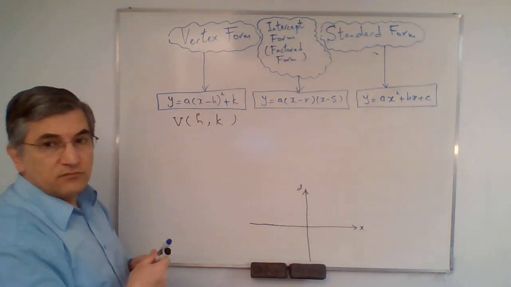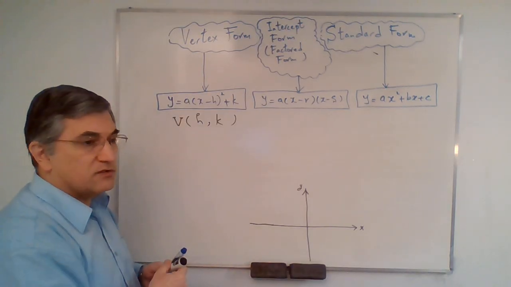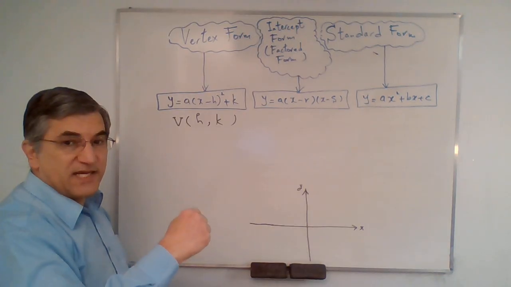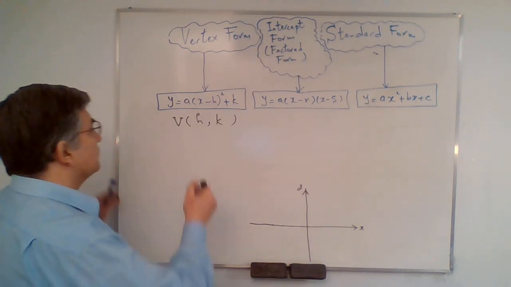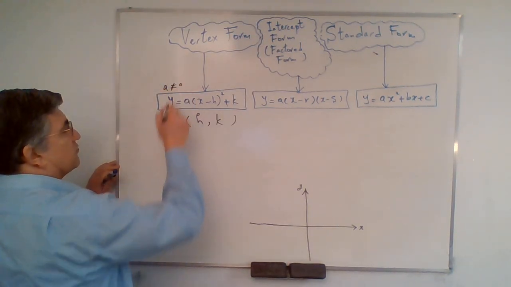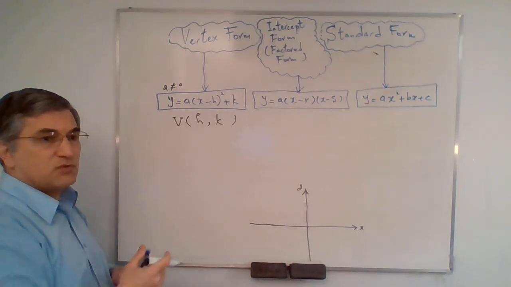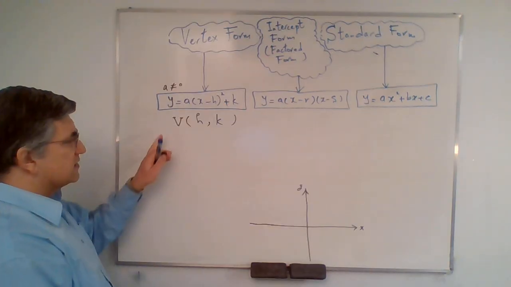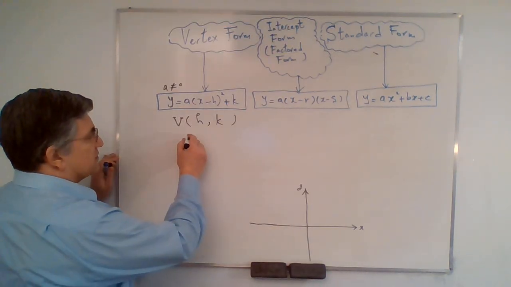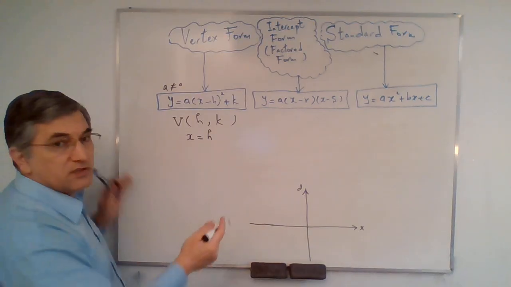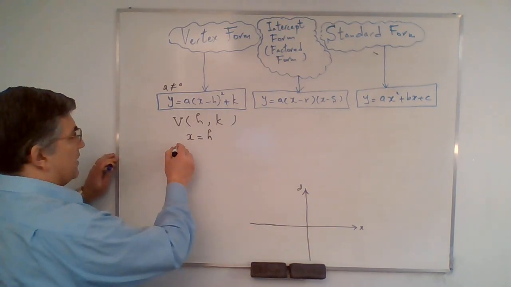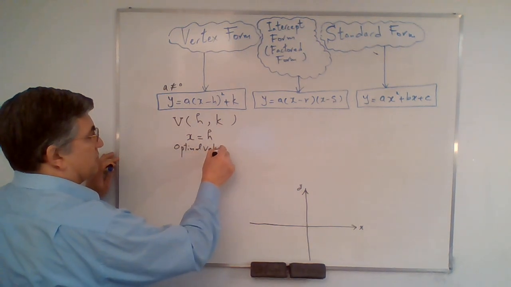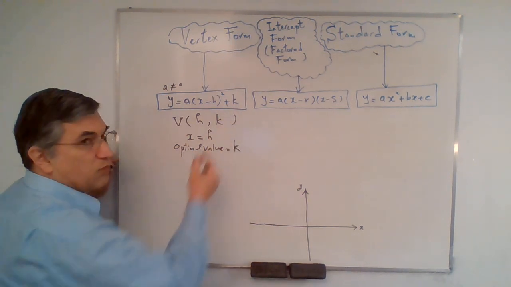The value of a is the stretch or shrink factor, and we know if it's positive, the parabola opens upwards, we have a minimum point. If it's negative, the parabola opens downwards, we have a maximum point. But generally speaking, a is never equal to 0, because if it is 0, then we don't have a quadratic relation to begin with. So that's the coordinates of the vertex. The equation of the axis of symmetry is, needless to say, x equals h, as we have all learned in the past, and also the optimal value, which is either the max value or min value, is equal to k, the y-coordinate of the vertex.